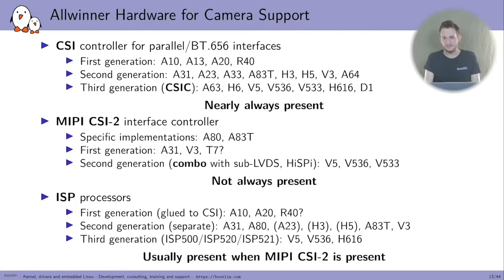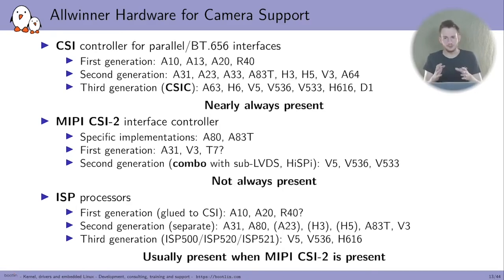So we basically have three main types of hardware blocks that are involved in the camera pipeline. The first one is the central one. It's called the CSI controller. It does a bunch of things, especially it has a DMA engine to write the pixels that it receives into the memory of the system. And it can receive pixels from parallel interfaces. So it supports different types of parallel interfaces. There's simple parallel with just TTL signals. It also supports BT656 parallel interfaces, which are a subtype specific to some standards.